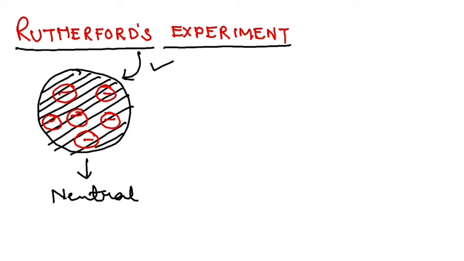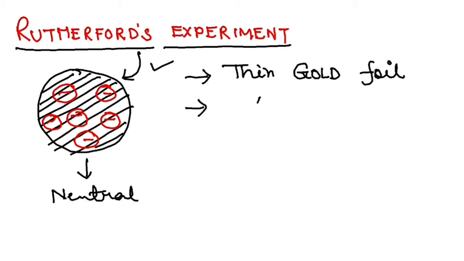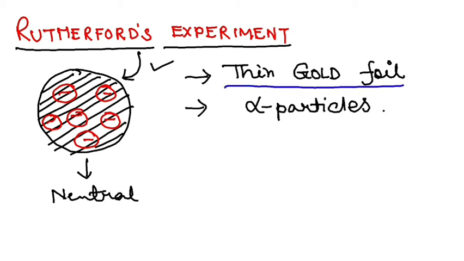So now for his experiment, Rutherford took two things. One is he took a very thin gold foil and then he took alpha particles. Now this is self-explanatory. Thin gold foil, obviously you can understand what that is. Now what is an alpha particle? That you have to understand. Alpha particle means helium 2 plus ion.